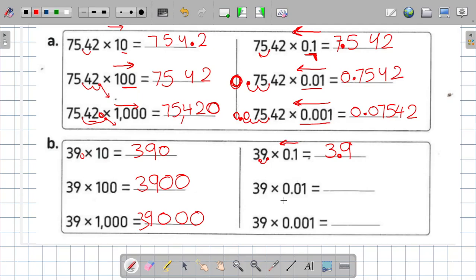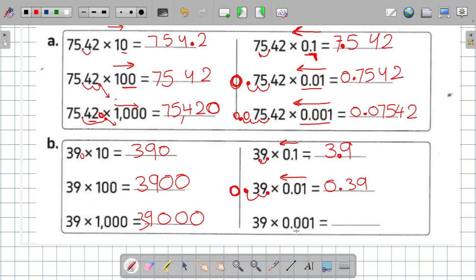Okay, next I want to multiply by 100th. Okay, so I will move the decimal point 2 places to the left. Okay, so the decimal point will be here, and I will move the decimal point 2 places to the left. 1, 2. But here I don't have ones digit, so I will put 0 here, and the decimal point will be like this. So I have the answer 0.39.